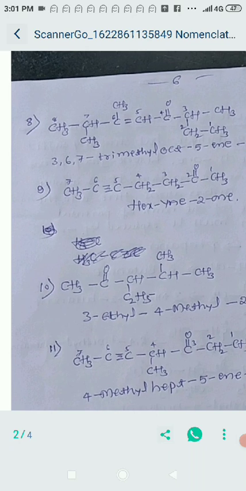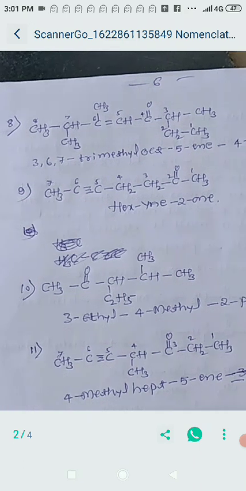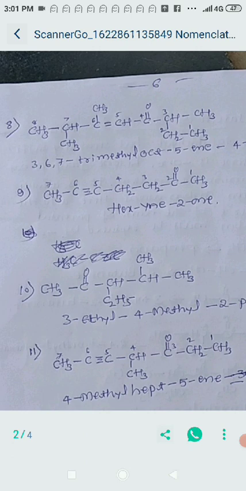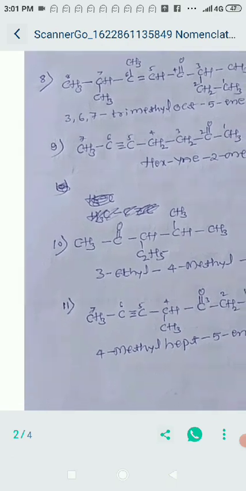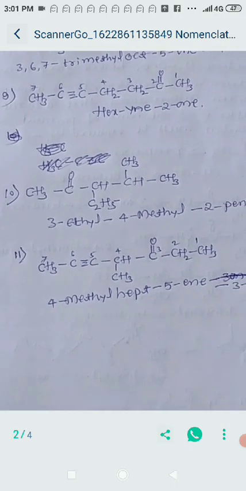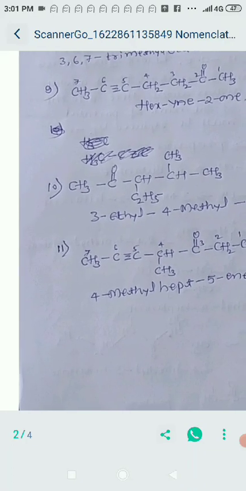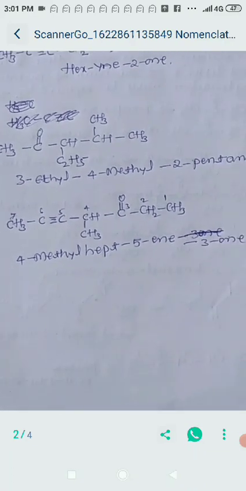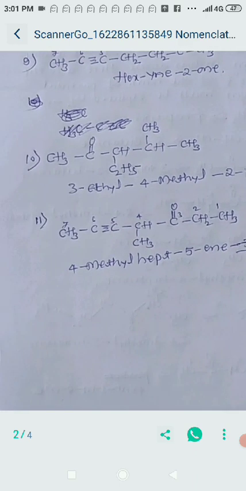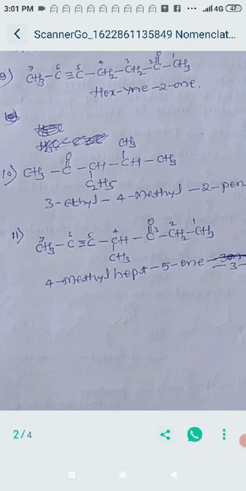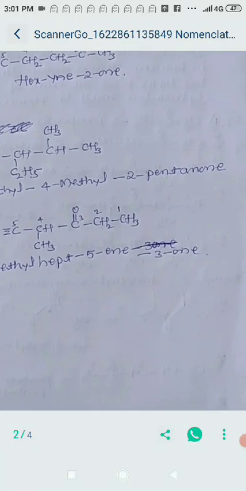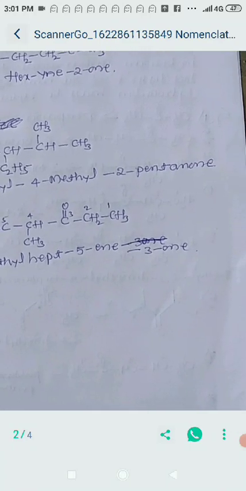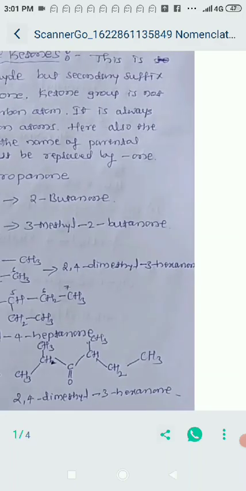Okay, and next examples, the 8th one, 3,6,7-trimethyl oct-5-ene. And 9th one, hex-5-ene 2-one. 10th example, that is 3-ethyl 4-methyl 2-pentanone. And 11th one, 4-methyl hept-5-ene 3-one. These are the examples.